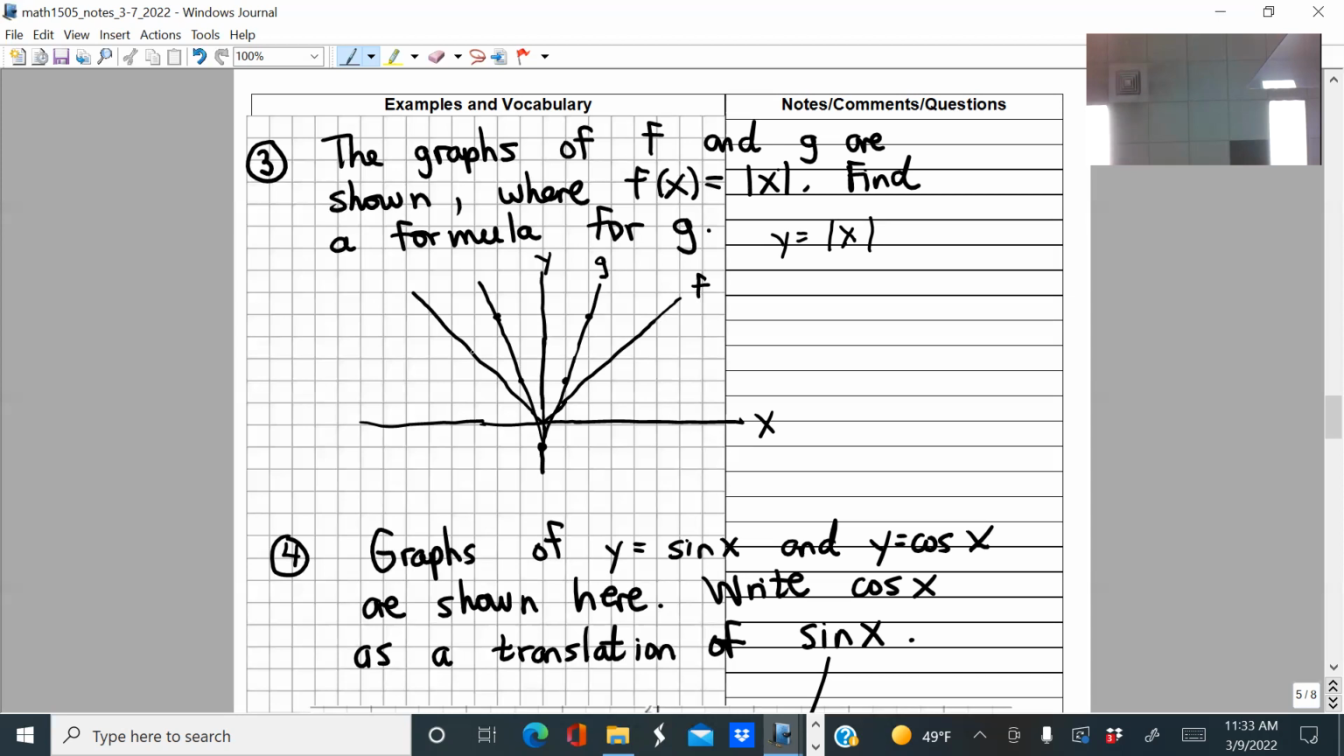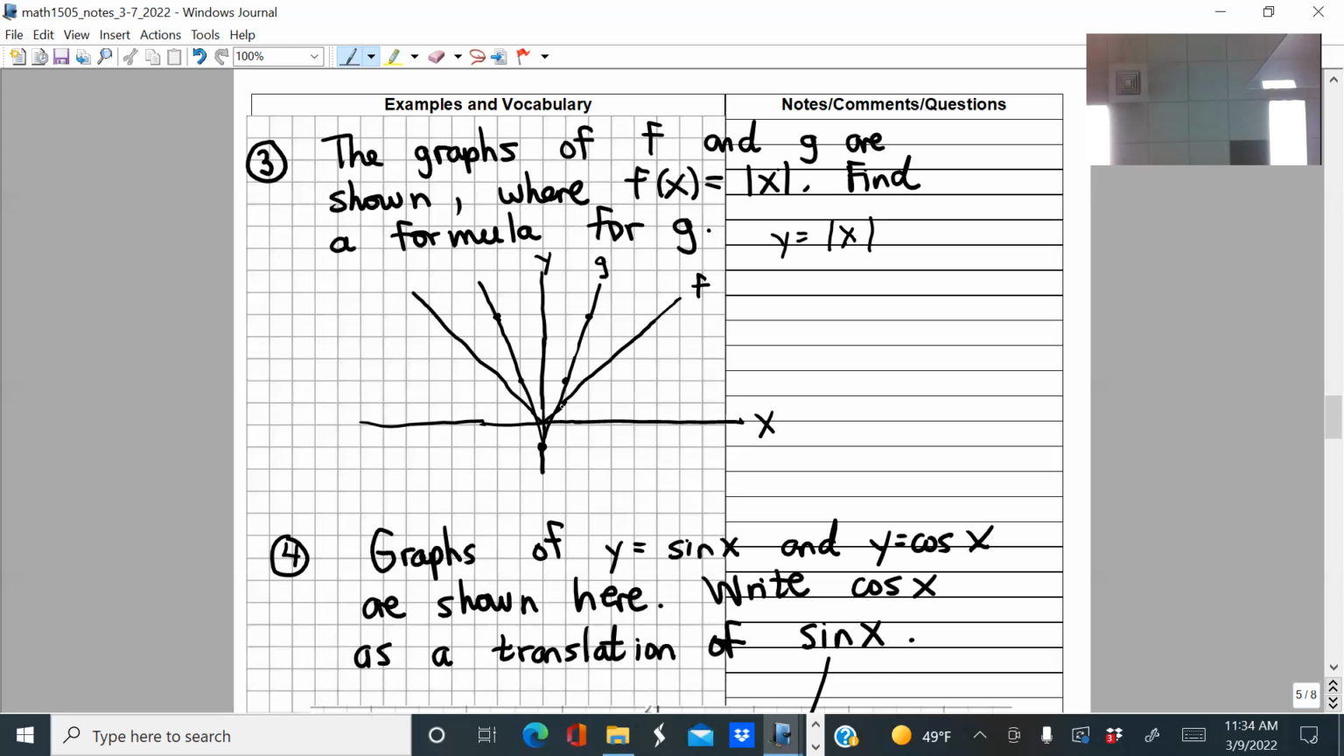But what has happened, kind of obviously, is it's been shifted down, right? You really have to squint, but f has a local minimum there at the origin. It's got a turning point there at the origin, because it shifts from decreasing to increasing. But on g, that's been shifted down. So it looks like we've had a downward shift.